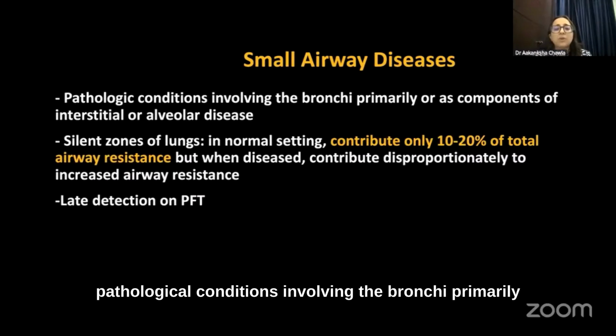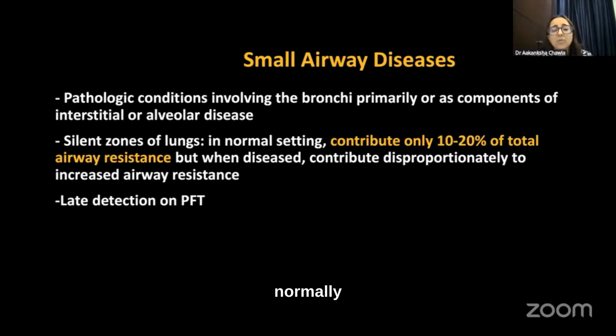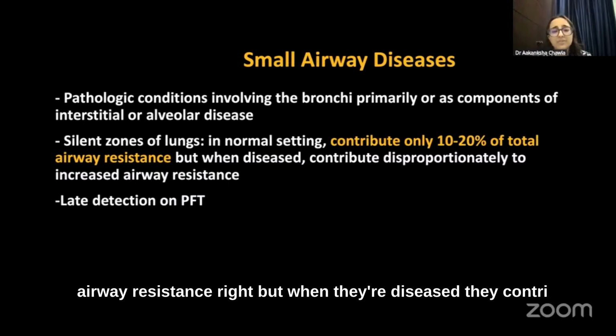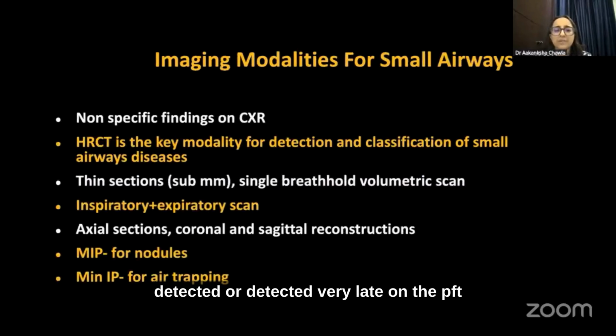Pathological conditions involving the bronchi primarily or as components of interstitial or alveolar disease. Normally, these only contribute about 10 to 20% to the airway resistance, right? But when they're diseased, they contribute disproportionately. And they're usually either not detected or detected very late on the PFT.